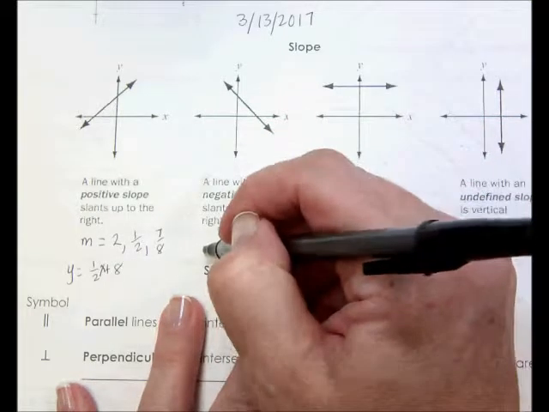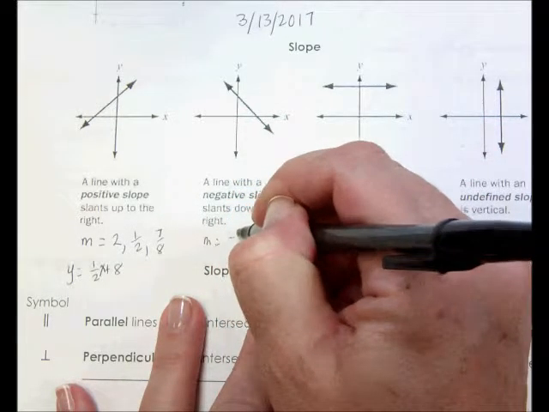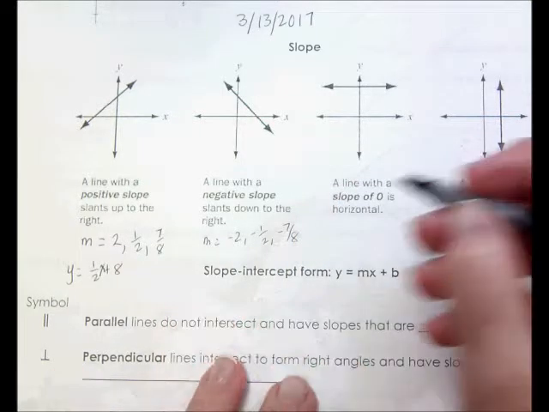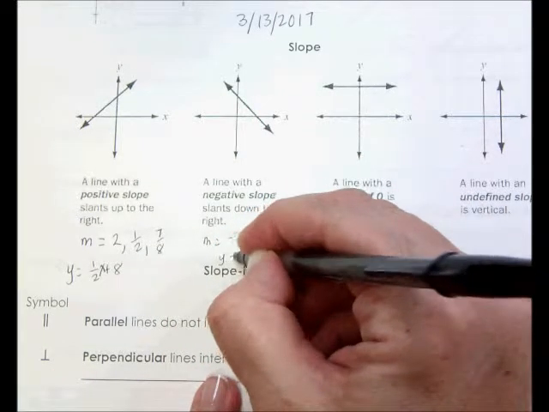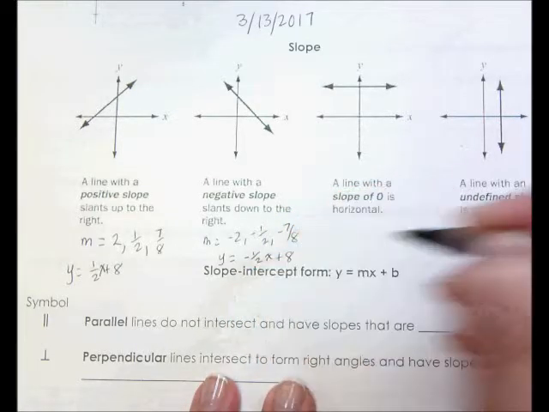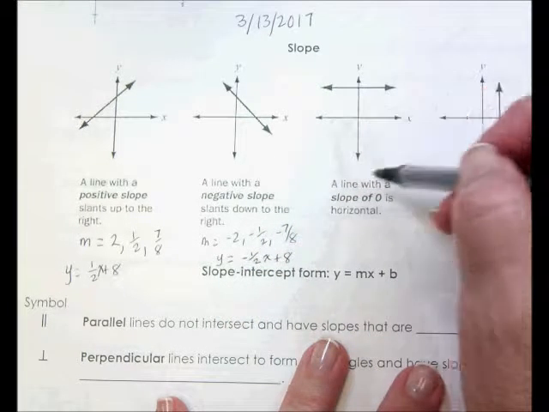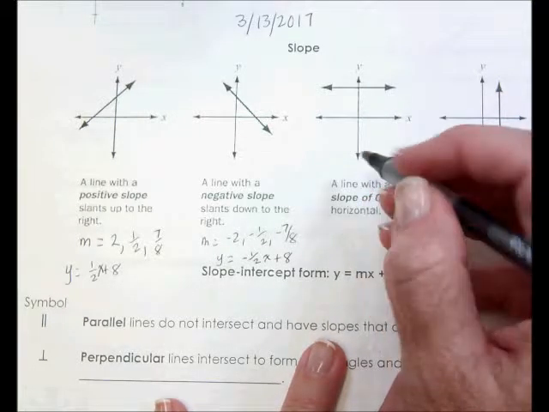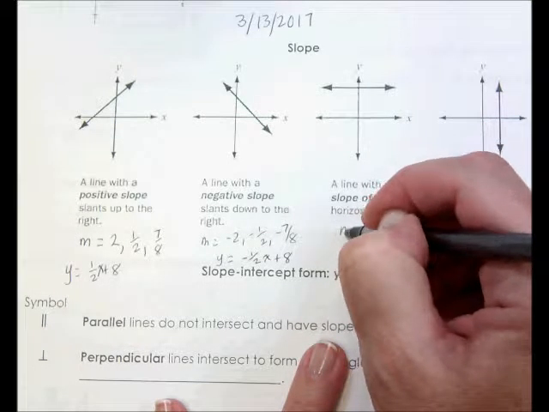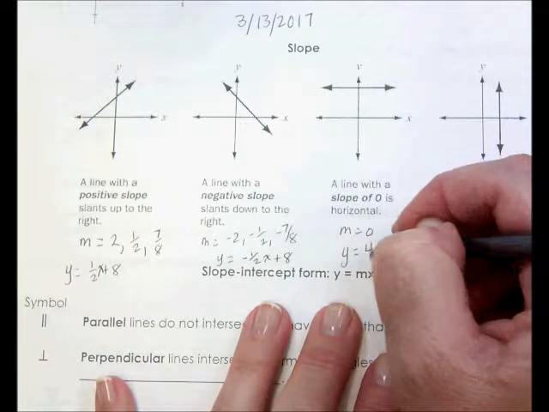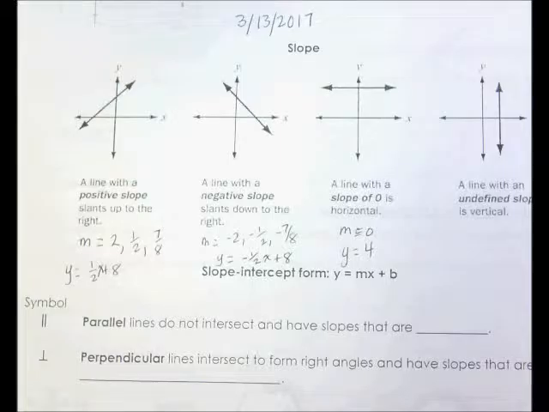Now then we have lines with a negative slope, so m could be like -2, -1/2, or -7/8. And an example of this would be y is equal to -1/2 x plus 8. And then we have a line with a slope of 0. It's a horizontal line, and this has a slope of 0. And so it's going to be like y is equal to 4, would be my slope of 0.